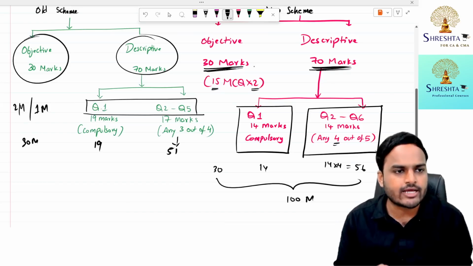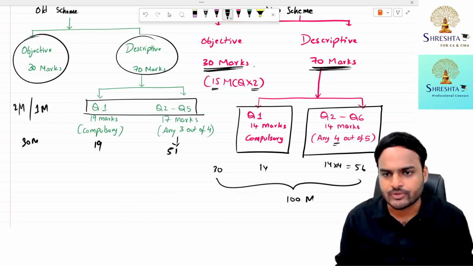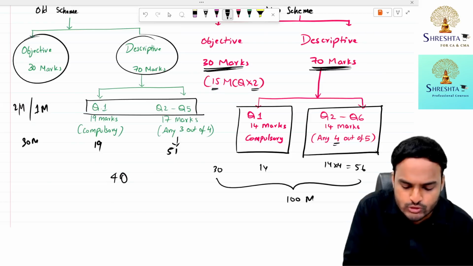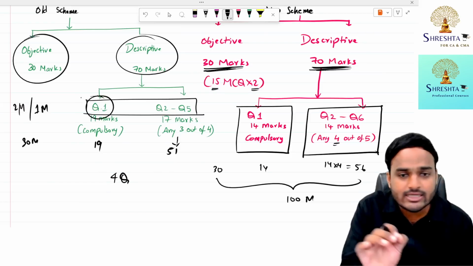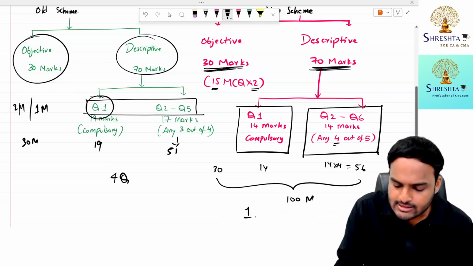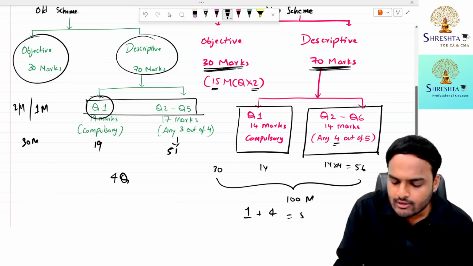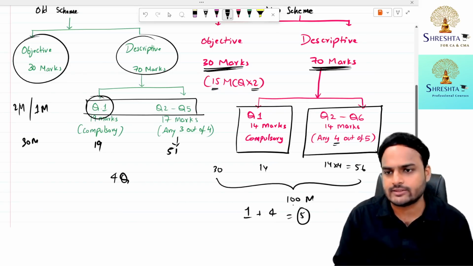If you observe carefully, the number of descriptive questions has been increased. Previously, question number 1 was compulsory and you needed to attempt 3 out of 4 questions. Coming to the new scheme, question 1 is compulsory and you need to attempt 4 out of the remaining 5 questions. So in total, 5 questions you have to answer.